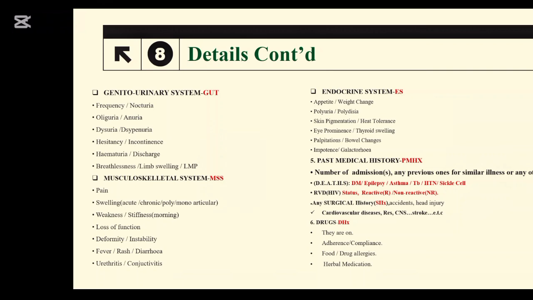And then from having reviewed the systems, we go to the past medical history. So the past medical history here, you want to identify the number of times that the patient has been admitted to the hospital for any obvious reasons, okay, or any previous similar illness, okay.